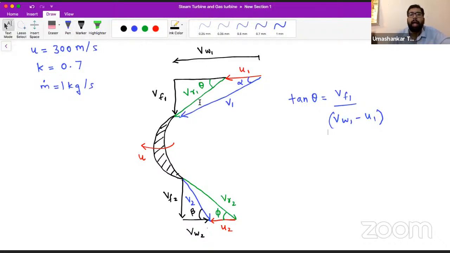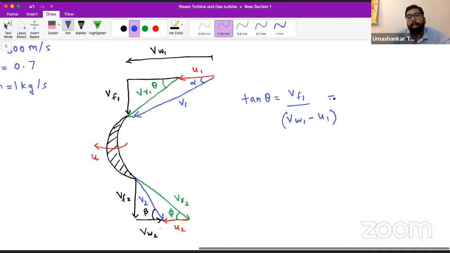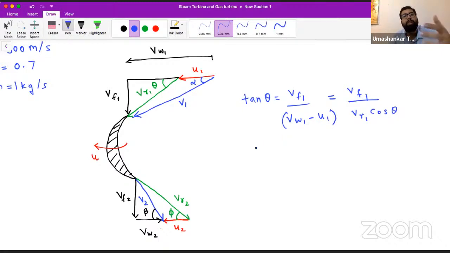You can see in this triangle. I know all of you would be very good at applying this trigonometry. This is a very trivial thing. We know that tan theta is equal to perpendicular upon base, so we have applied this formula Vf1 upon Vw1 minus U1. Someone can also write like this, sir, V1 upon VR1 cos theta. Whatever way you may like, you can use it. There can be different ways of applying trigonometry, geometry here. Some may apply the Pythagoras theorem. There is no problem in any of it.